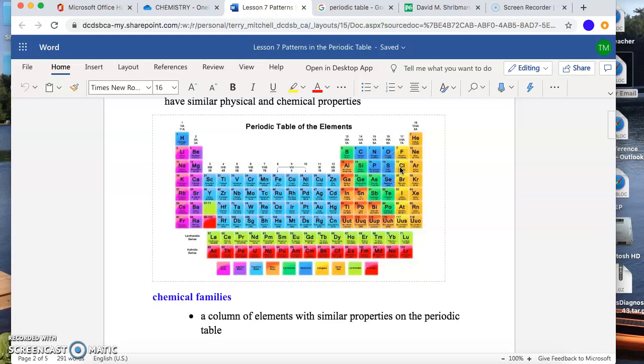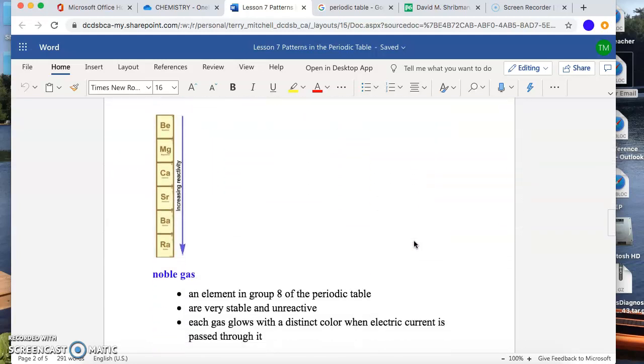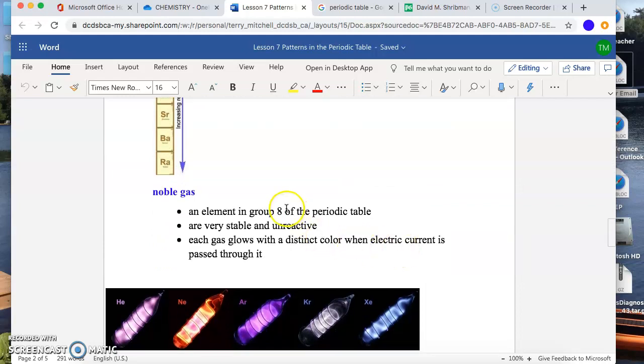And some of these are gases at room temperature. And that is right here. Our noble gases are all gases at room temperature. So in this case, this family looks like each other. So these are noble gases. These are group 8. They are very stable and unreactive. So unlike on the other side of the periodic table, the alkali metals, these are very stable. They don't react with things. And they are gases, as I mentioned.